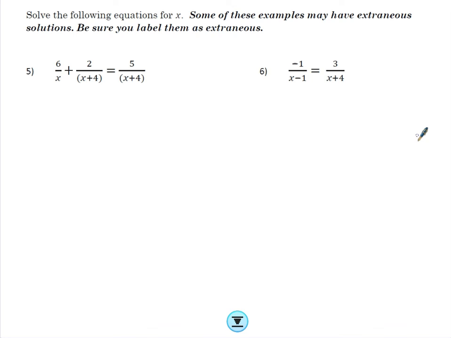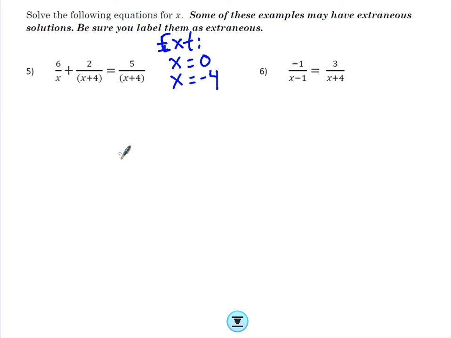So we see that we've got 6 divided by x. That x equals 0 would make 0 a possible extraneous solution because we're not allowed to divide by 0. And then the other two denominators are x plus 4. So if we put negative 4 in for x, then that would make those denominators equal to 0. So now we have those potential extraneous solutions.